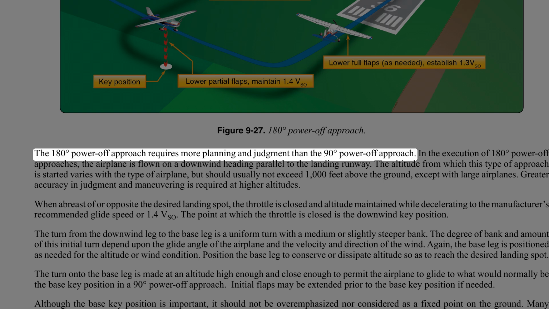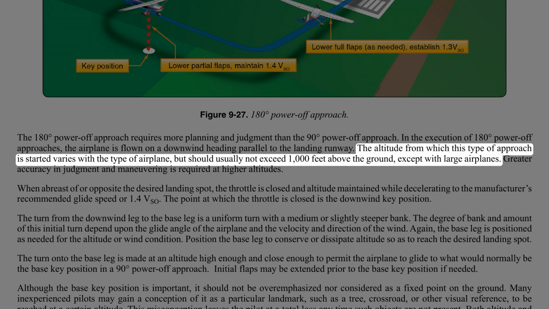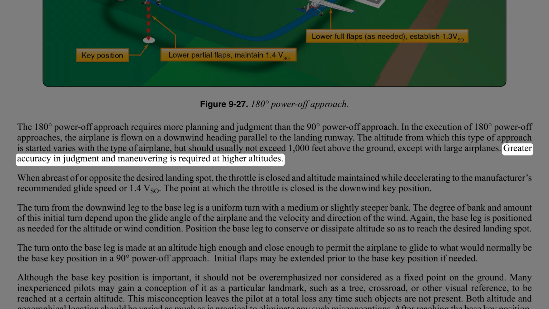The 180 degrees power off approach requires more planning and judgment than the 90 degrees power off approach. In the execution of 180 degrees power off approaches, the airplane is flown on a downwind heading parallel to the landing runway. The altitude from which this type of approach is started varies with the type of airplane, but should usually not exceed 1,000 feet above the ground, except with large airplanes. Greater accuracy in judgment and maneuvering is required at higher altitudes.